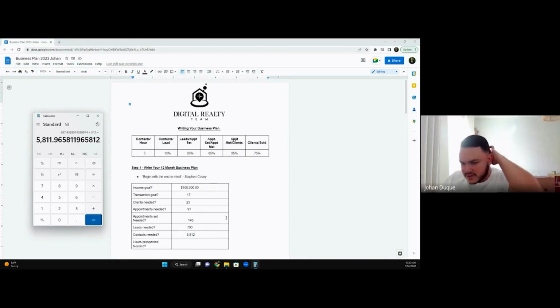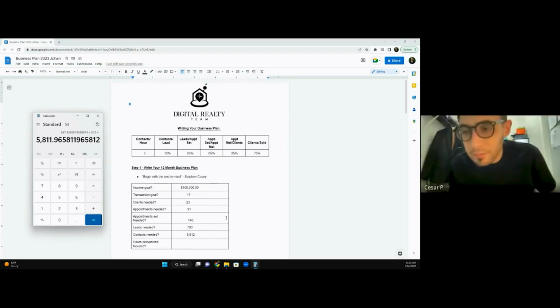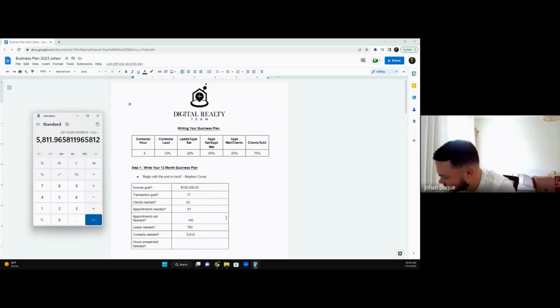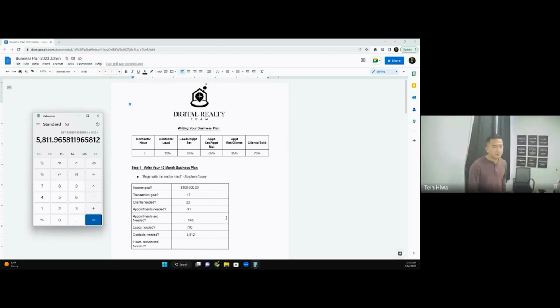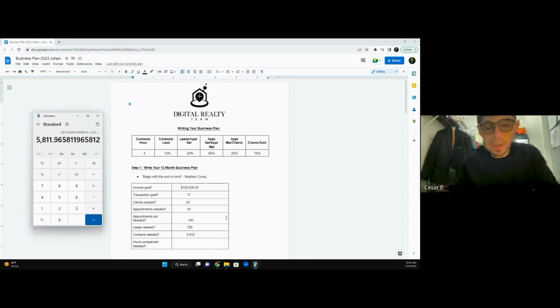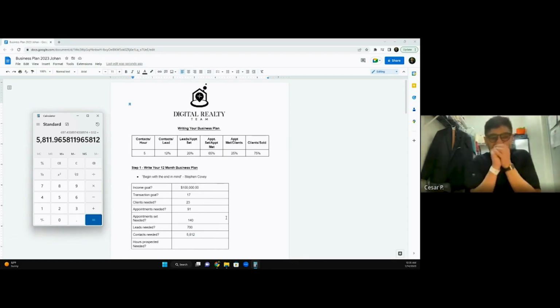So go back to what was your appointments set needed? At 164. So you do 164, and then you're gonna multiply that times 0.2. Or you could divide by 5. I just do divide. So whatever you had, 160 something, divided by 20, and then hit the percent sign and equal. Oh, 820. Okay. That's where I messed up. Yep, so you need 820 leads.